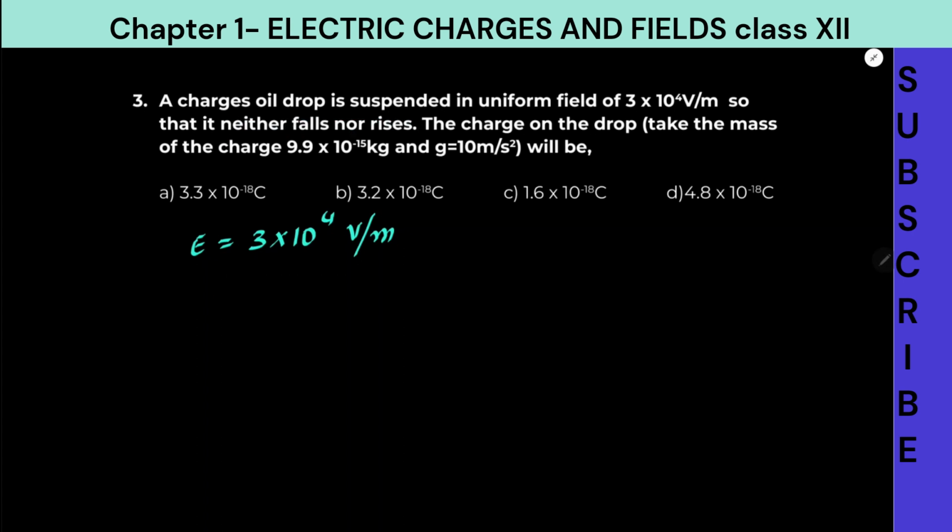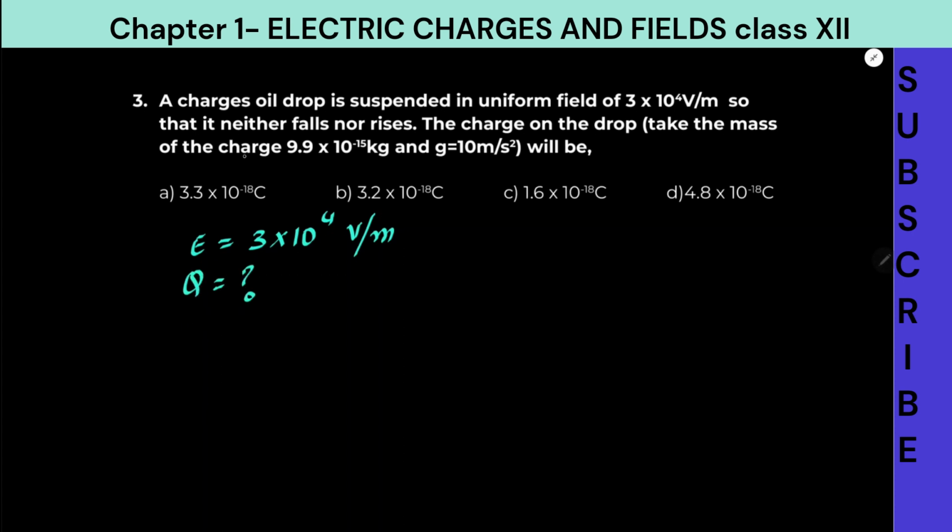If something is neither falling down nor going up, it is equalized by gravitational force, right? Because gravity is continuously acting on each and everything on the earth, and it is pulling everything downward. So here, the charge on the drop, you have to find. The question is find Q. So let me write here Q we have to find.